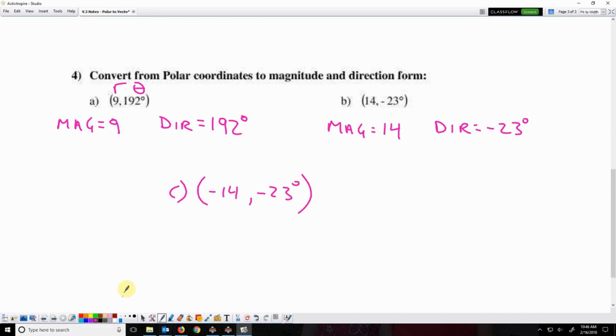Okay, so very similar to B, except now with a negative here on R. The magnitude is always listed as a positive number. So the magnitude is 14. When you have a negative R and you write your magnitude as a positive number, that's the time when you've got to be careful about your direction.